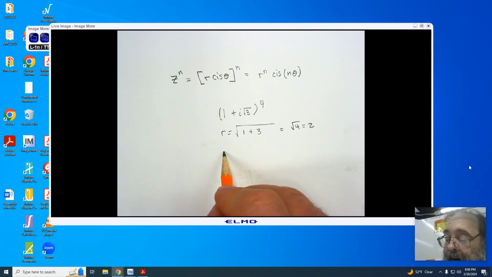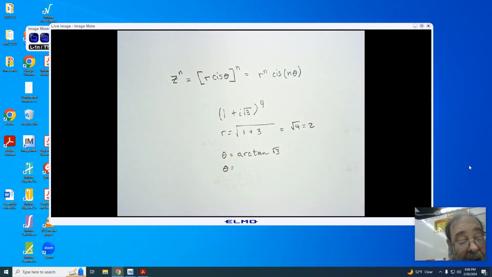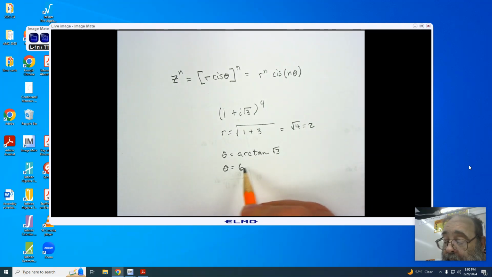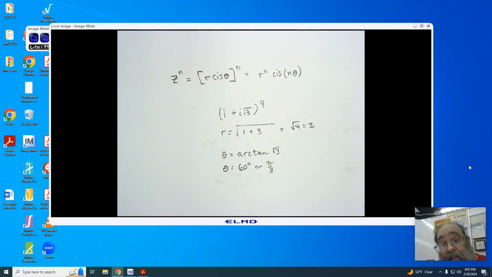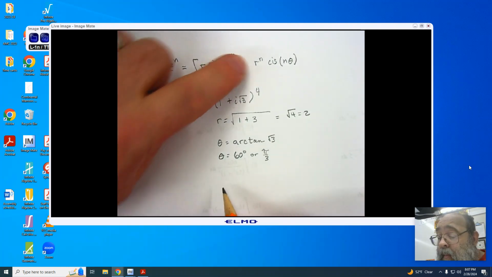And then I'm going to look at my theta. The theta is the arctangent of root 3. And we know that the arctangent of root 3 is going to be a 60-degree angle in degrees, or it could potentially be pi over 3 if we were working with radians. Now, because of that, we're going to apply our formula.